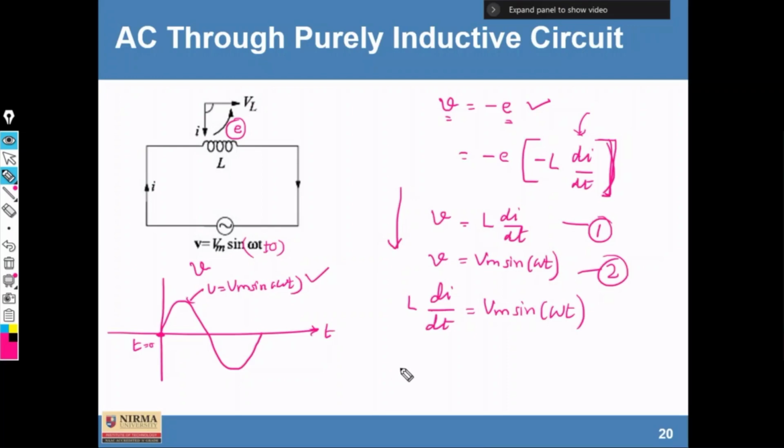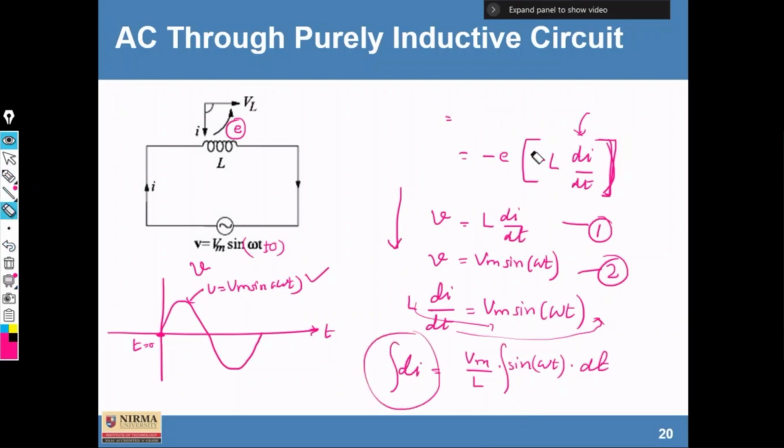So di by dt, so di is equal to Vm upon L into sin omega t into dt. Yes or no? So simply we replace this value here. So we can write di is equal to Vm upon L sin omega t into dt. Now integrating both the sides, we can find the current flowing through it.